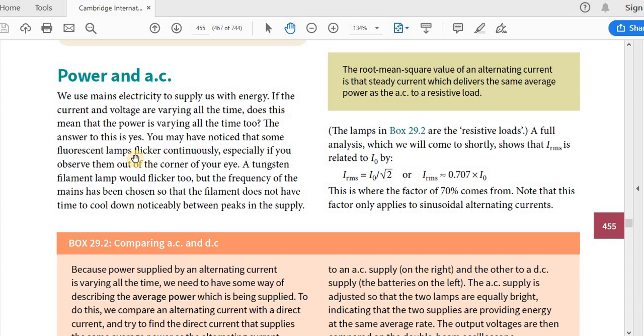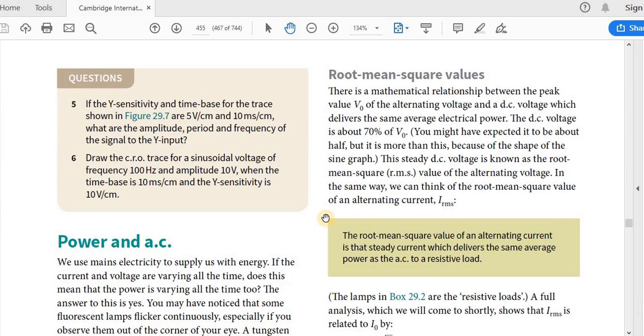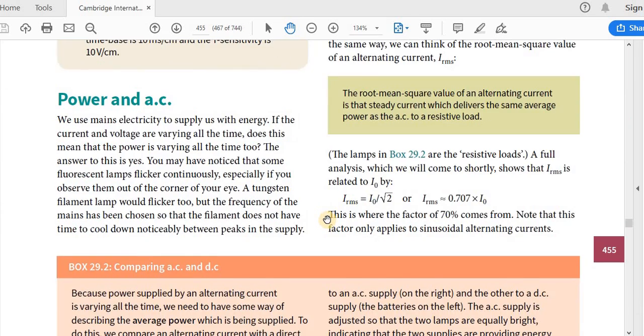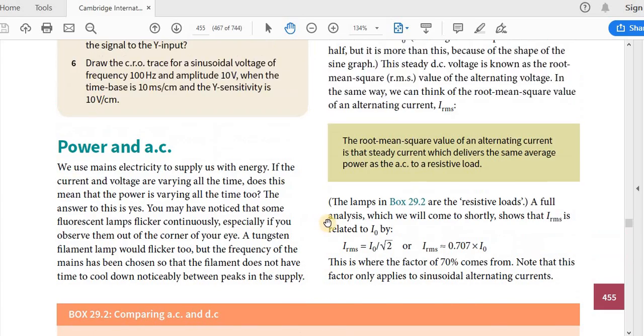You may have noticed that some fluorescent lamps flicker continuously, especially if you observe them out of the corner of your eye. A tungsten filament would flicker too, but the frequency of the mains has been chosen so that the filament does not have time to cool down noticeably between peaks in the supply. Now when it is alternating current, you have seen the peaks and the troughs, so it's varying. That means the power also should vary, but you will not see that over here in the filament lamp, because the frequency of the mains has been chosen so that the filament does not have time to cool down noticeably between peaks in the supply.